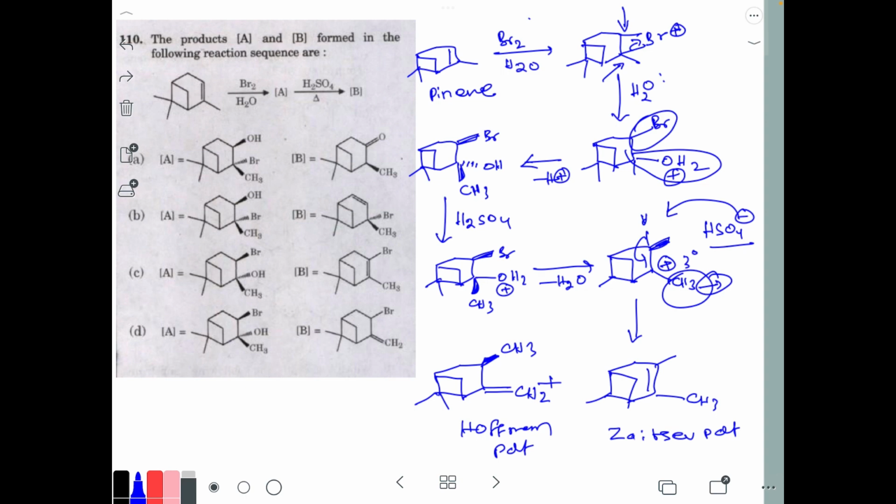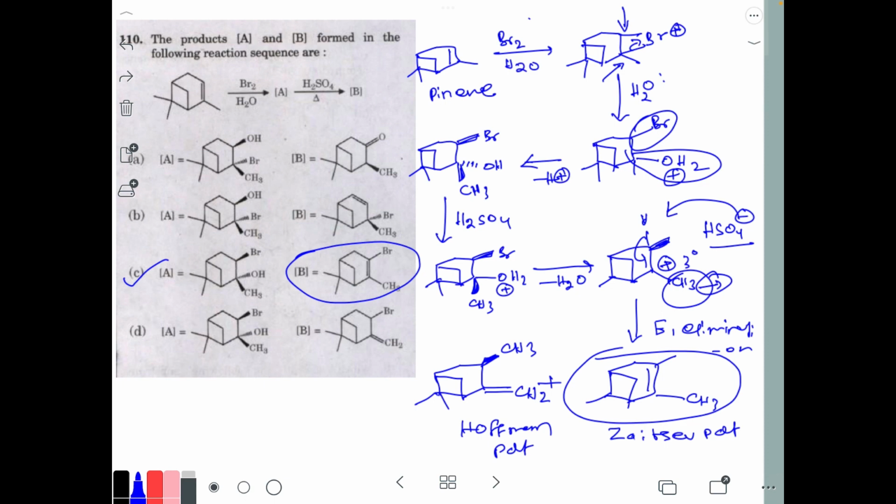This reaction takes place via E1 elimination. We know formation of the more substituted alkene is more favorable than the less substituted alkene formation. So this is the product for the given reaction. So we have only one option, that is here. So option C is correct.